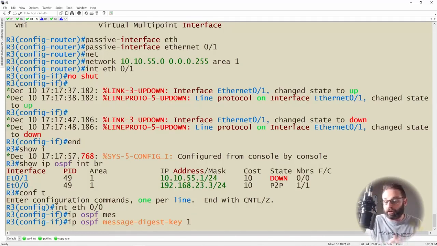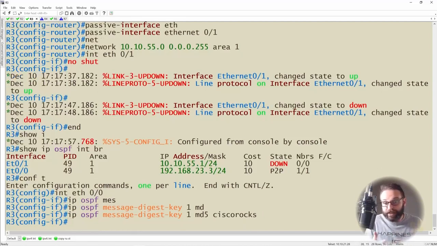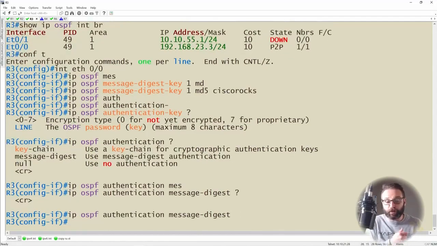So my message key, we're going to specify key 1. This is going to be our first key. It's going to use the MD5 algorithm, and I'll say something like Cisco rocks. That'll be the actual password that we're specifying. Now we need to turn on OSPF authentication. We'll say it's going to be message digest, and just press enter.